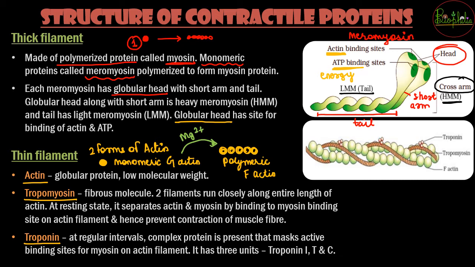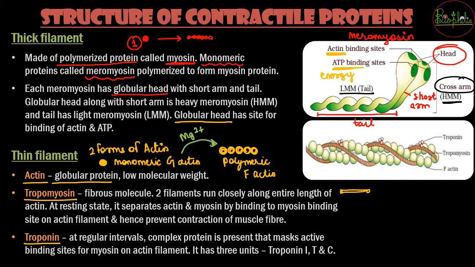Next we see the contractile protein in the thin filament, that is tropomyosin. So tropomyosin is going to be a fibrous molecule. So actin कैसा है? Actin is going to be globular protein, वो लड्डू जैसा है. It is a low molecular weight protein. Whereas tropomyosin जो है वो noodles जैसा है.